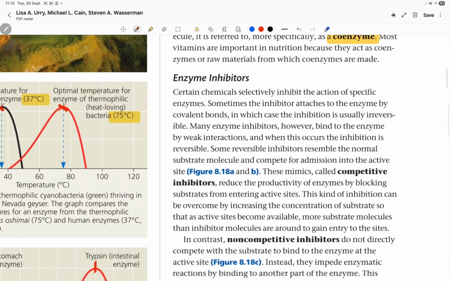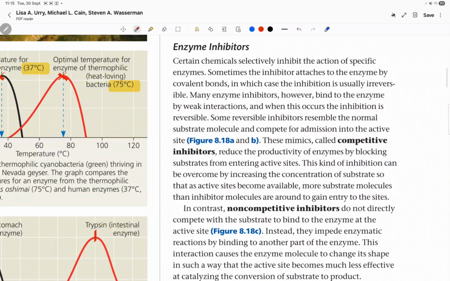Now, enzymes can also be inhibited or made to stop their work. Some things can inhibit the enzyme permanently, and some can do it only for a period of time. Both of these, whether permanent or not, are called inhibitors. They can be competing with the substrate, or they can be not competing with the substrate.